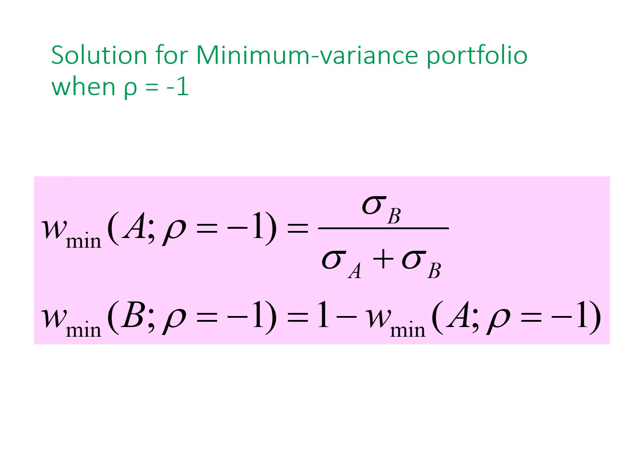When the two assets have perfect negative correlation, the solution of the minimum variance portfolio is given in the following equation. This is a simplified formula. This formula is used when the correlation coefficient between two assets is -1.